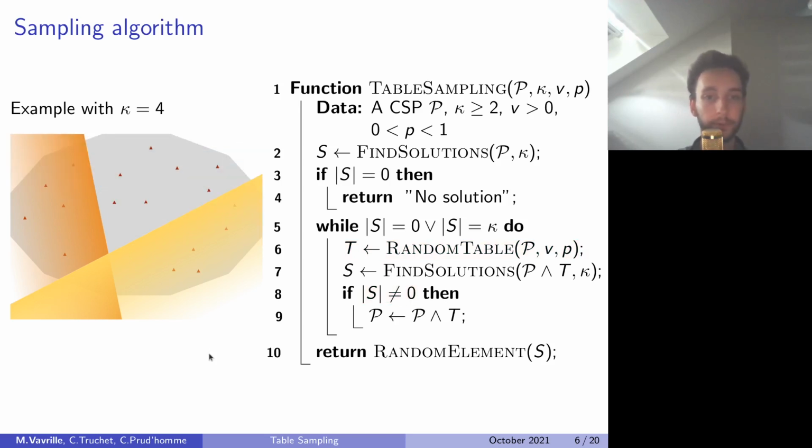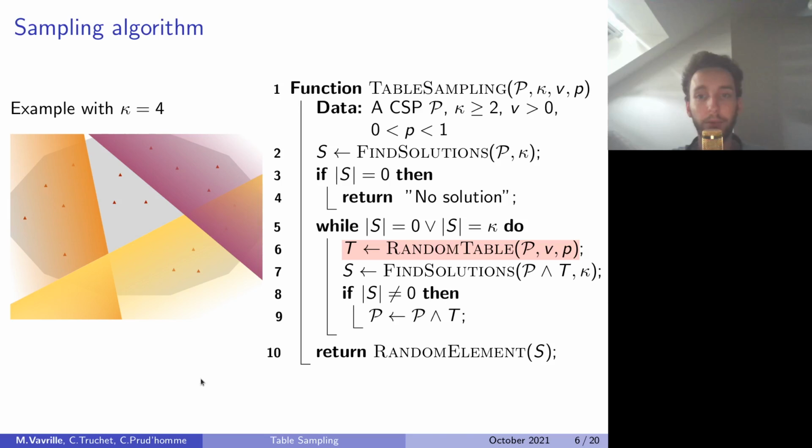We remove it. We generate a new random table, which on average won't be the same. We enumerate at most 4 solutions. Here we see that it returns 3 solutions. It means that we enumerated all the remaining solutions. And we can now return a random element from these 3 solutions.